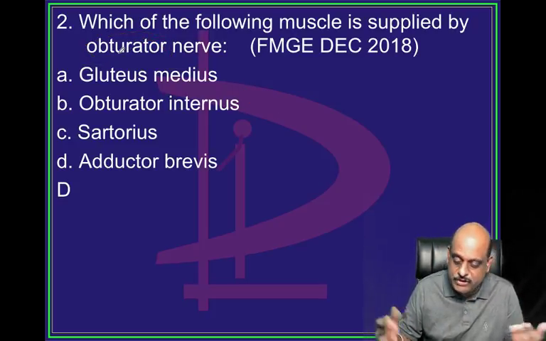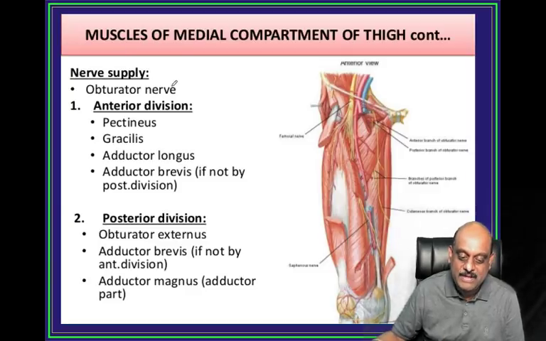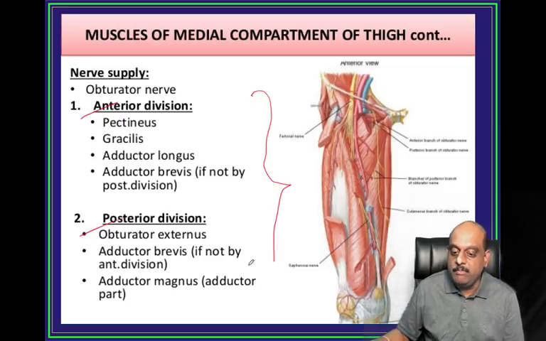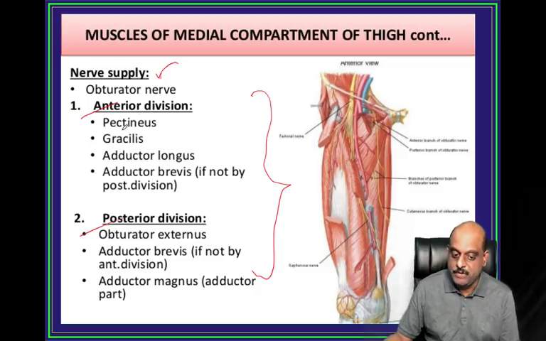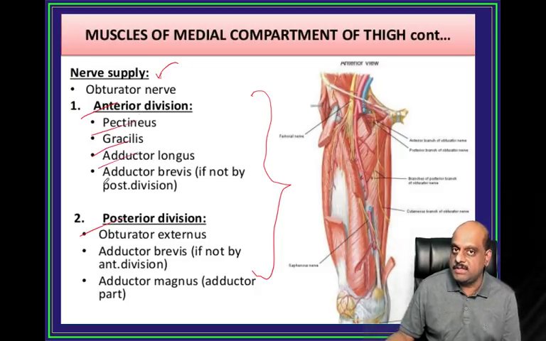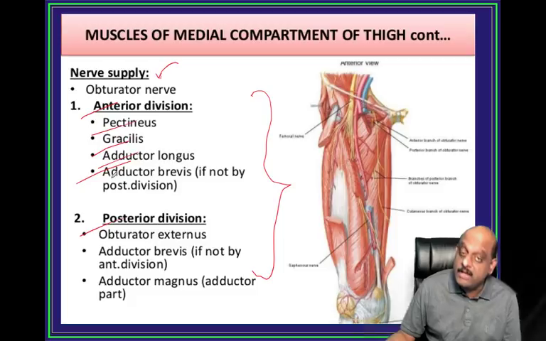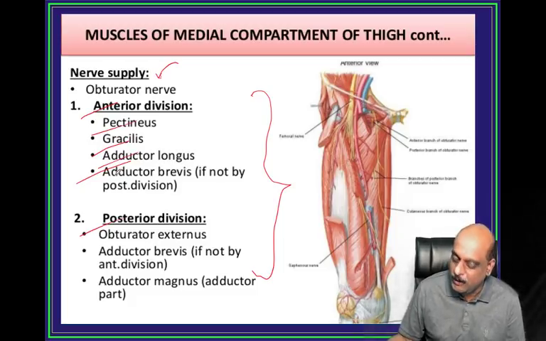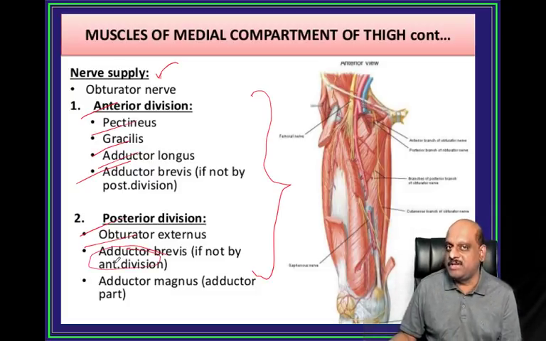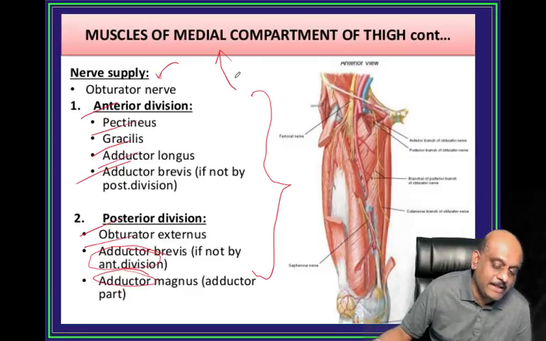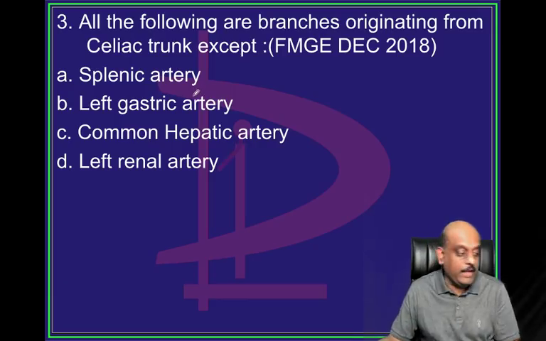Now, doctor, obturator nerve. Already this was a repeated question in the FMG exam. So you have anterior division and posterior division. Along the medial compartment of the thigh, they're all supplied by the obturator nerve. Pectineus, gracilis, adductor longus, adductor brevis, if it is not supplied by the posterior division of the obturator, even obturator externus, adductor brevis, if it is not supplied by the anterior division, and adductor magnus. So they're all supplied by the obturator nerve is what you need to remember.